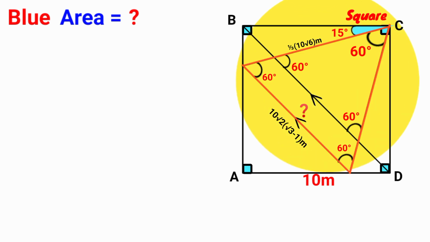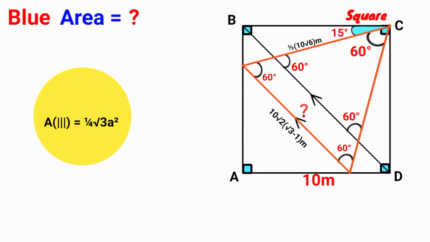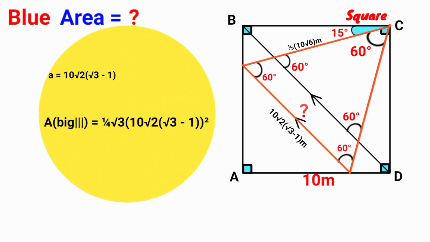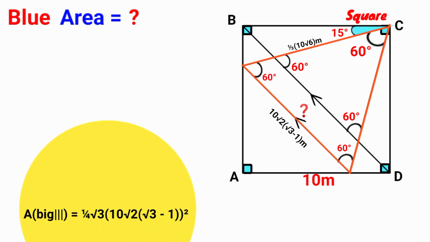Now let's look at this big equilateral triangle. The formula for calculating the area of an equilateral triangle is 1 over 4 root 3 a squared, where a is the length of one of its sides. The length of this side is 10 root 2 open bracket root 3 minus 1. So a equal to 10 root 2 open bracket root 3 minus 1. Substitute here. Now area of big triangle equal to 1 over 4 root 3 open bracket 10 root 2 into bracket root 3 minus 1 all squared.